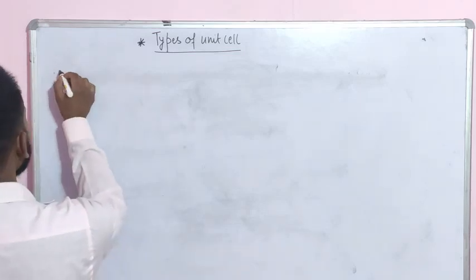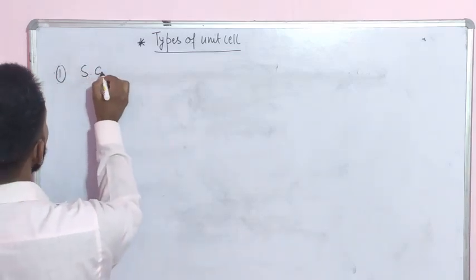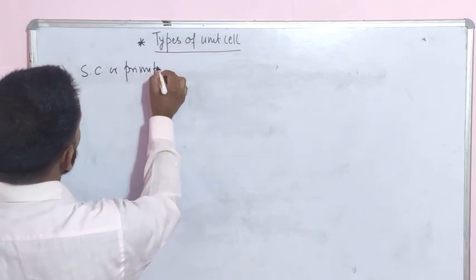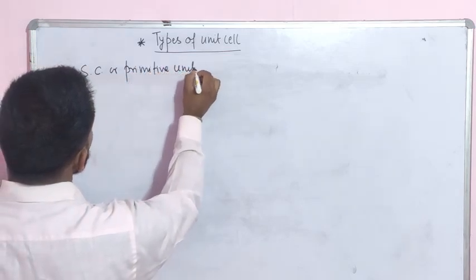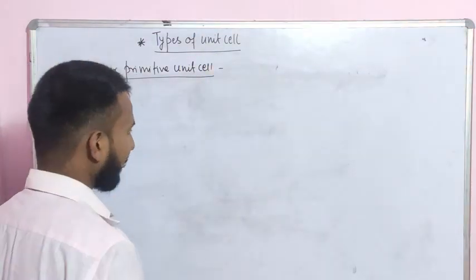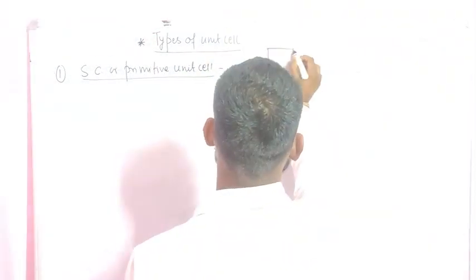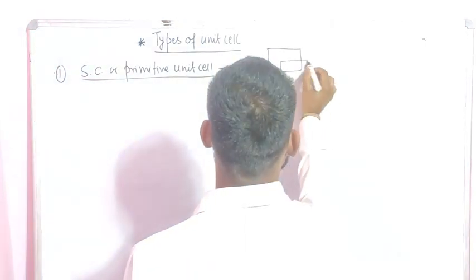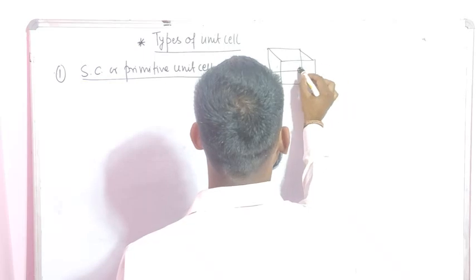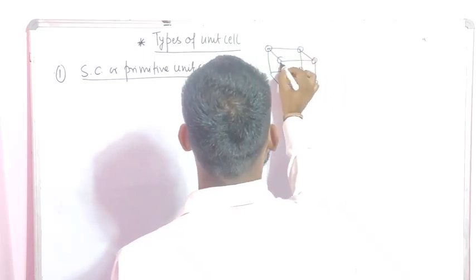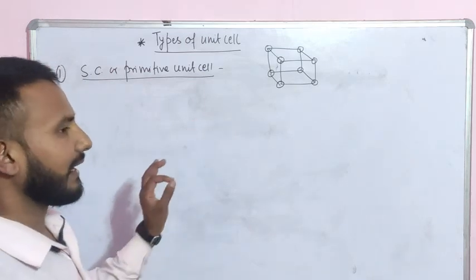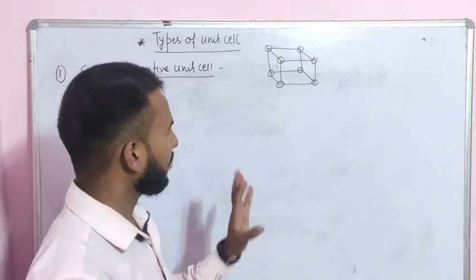So first we are going to deal with simple cubic, or you can say primitive unit cell. Okay, I am going to draw it. This is the simple cubic unit cell. As you all know, atoms are present only at corners. So there are 8 corners and all the atoms are present at the corners of this cube.